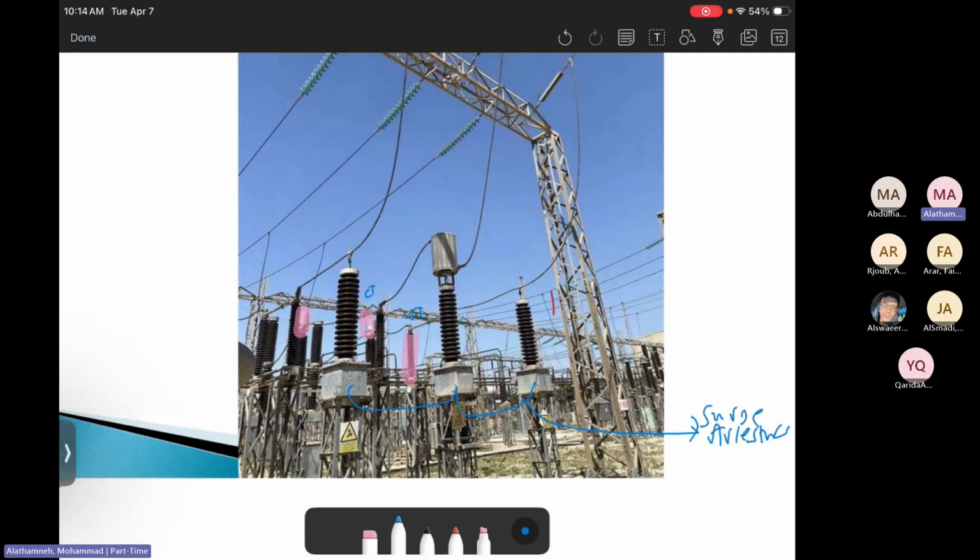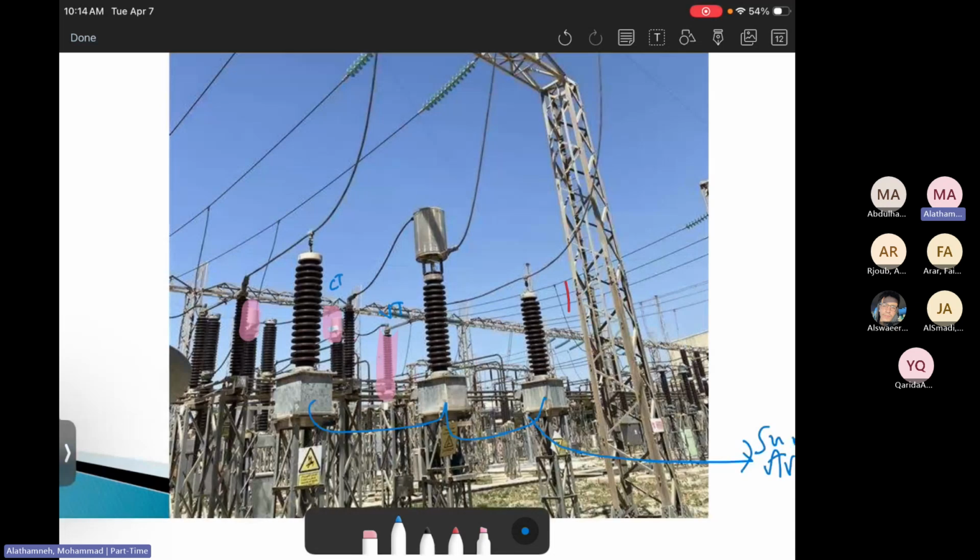Okay, when you look at this one, you will see three surge arresters. But there is a device that is kind of different from the other phases. When you compare 1, 2, 3, this device is different. This device is called a line trap.